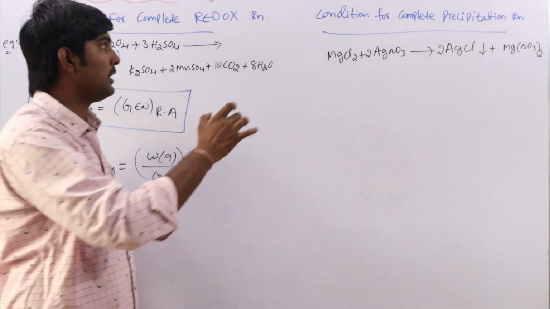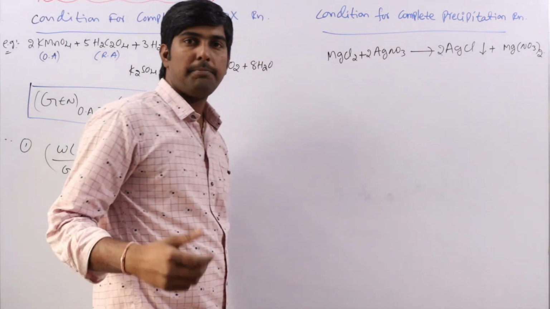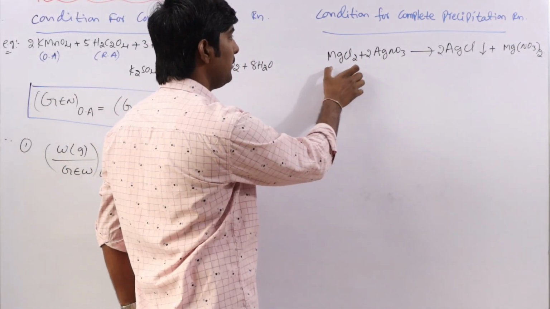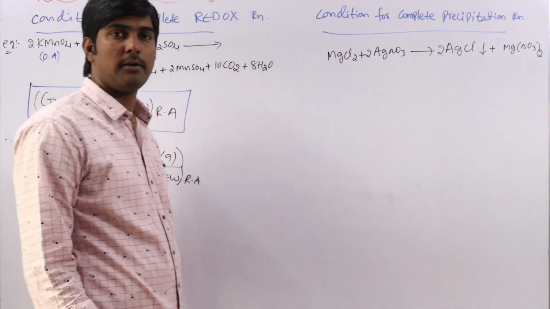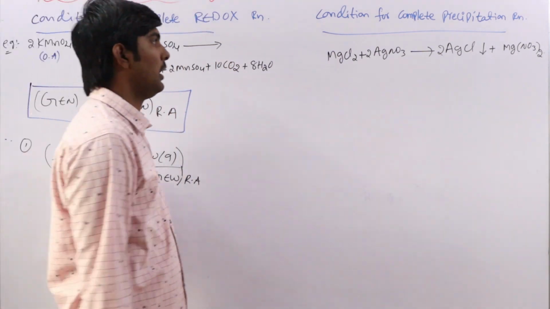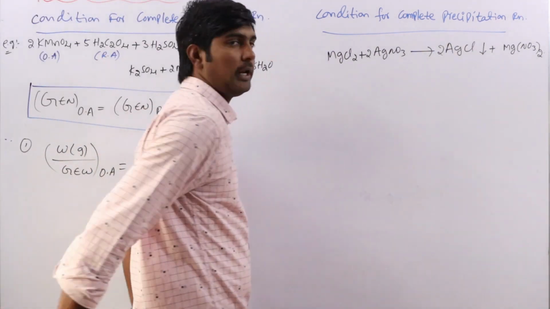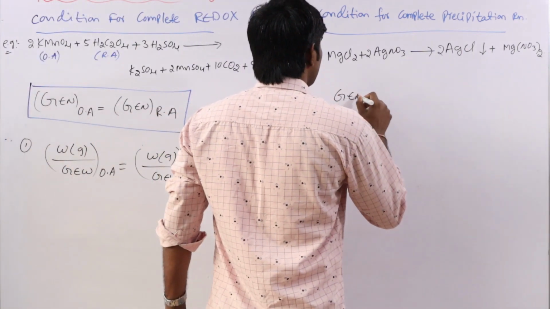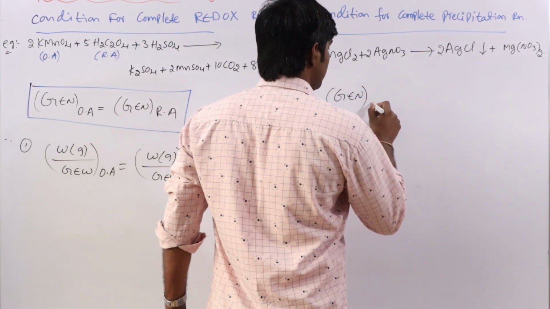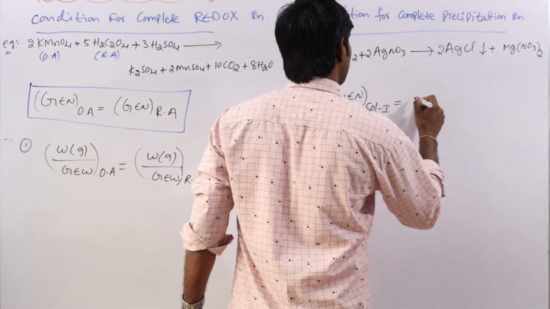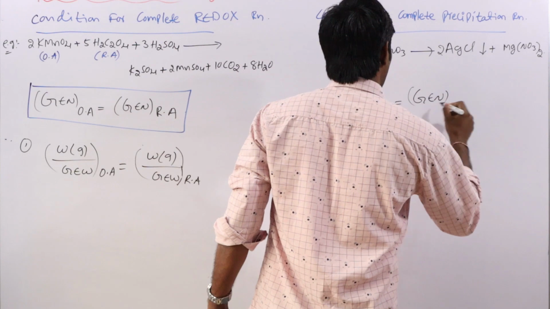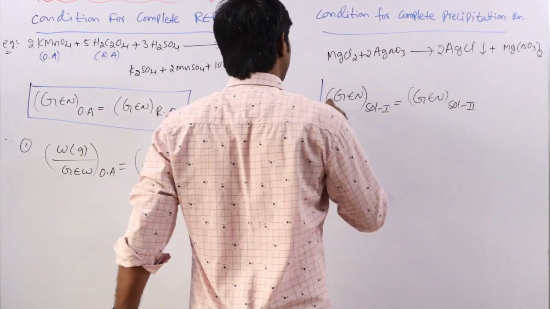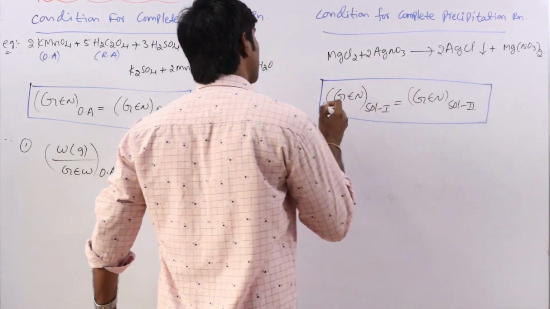Now let us see a precipitation reaction. In a precipitation reaction, two different solutions. Suppose we have taken magnesium chloride solution is added to silver nitrate solution and silver chloride is precipitated. So here what is the condition? Equivalence of solution 1 equal to equivalence of solution 2. So this is the condition for the complete precipitation reaction.